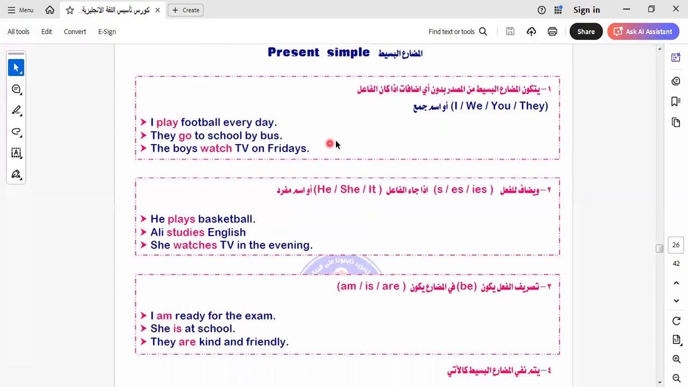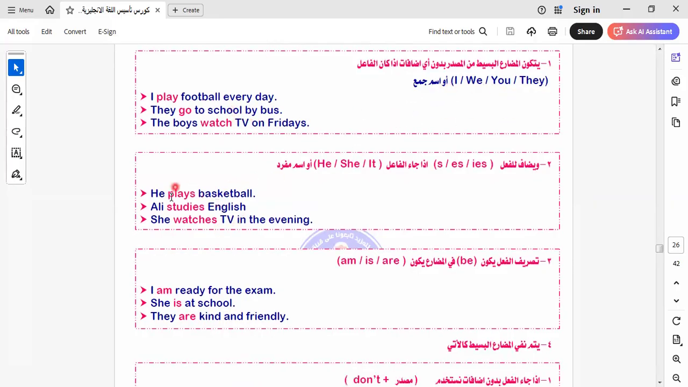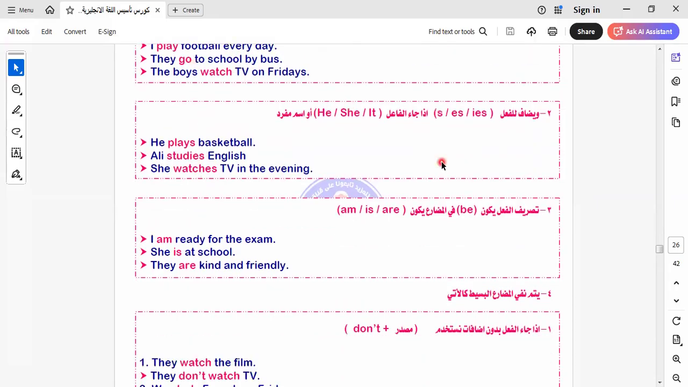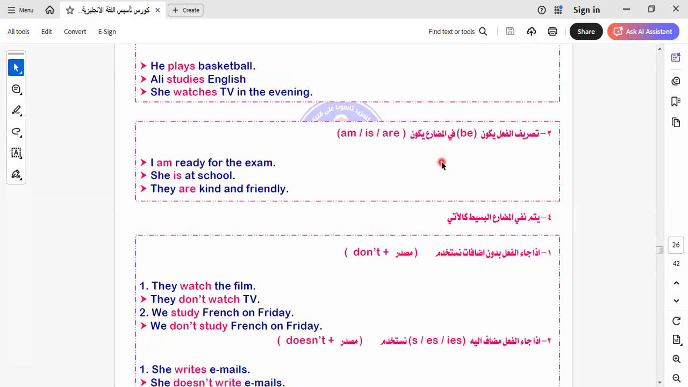Here we have exceptions in the present simple tense. I, you, we, they don't take S, but he, she, it takes S. Like this: he plays. We say I play, and he plays basketball. So this is the difference in this part.